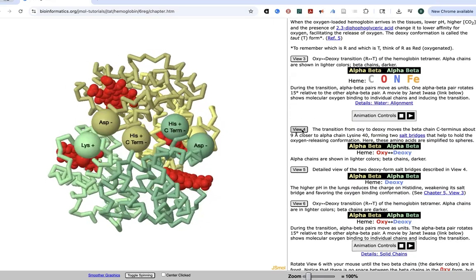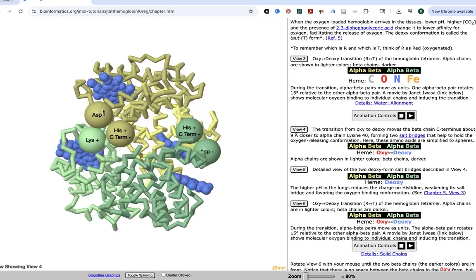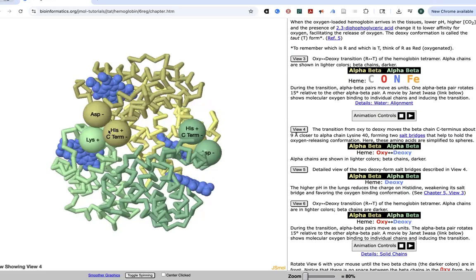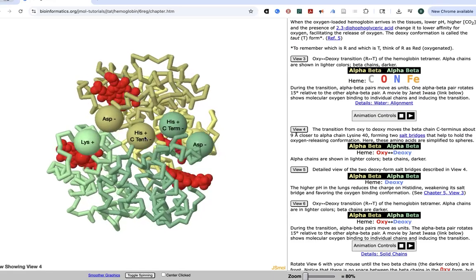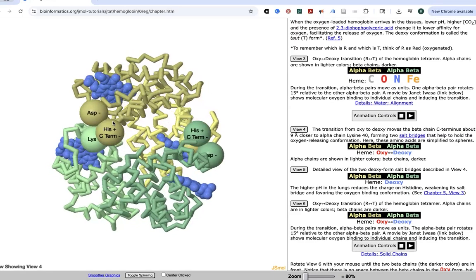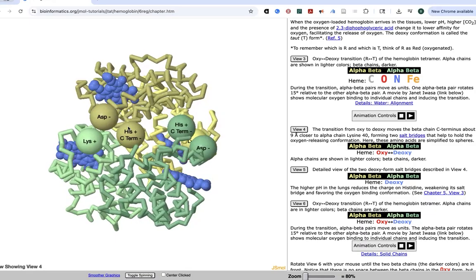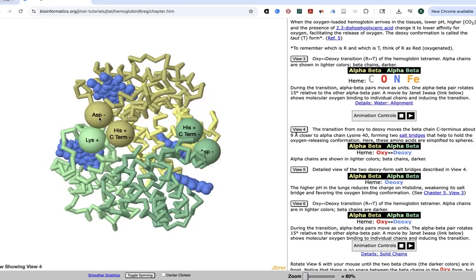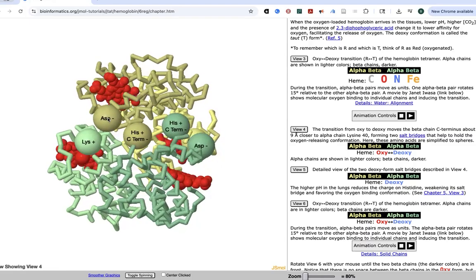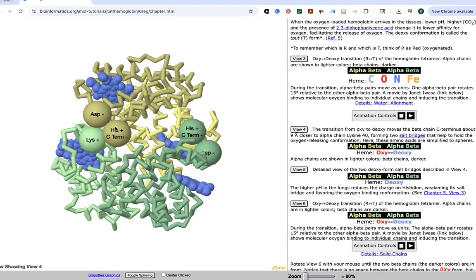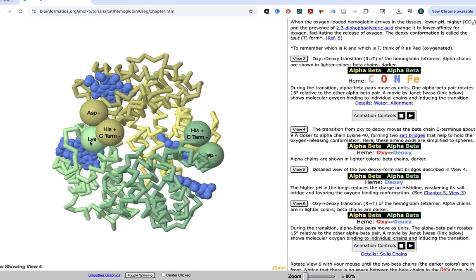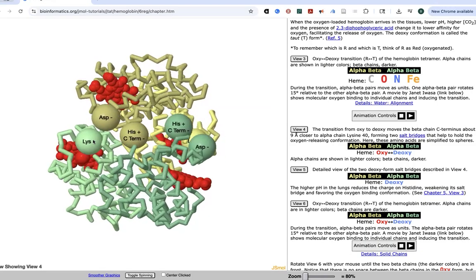Now, if we look more closely, we can see that what we were seeing there was the histidine and the C terminus. The C terminus is negatively charged, but the histidine is positively charged at low pH, but not at high pH. When it's protonated, it's going to be able to form a salt bridge with this aspartate, and that's going to orient the C terminus in order to form a salt bridge with a lysine on this other chain.